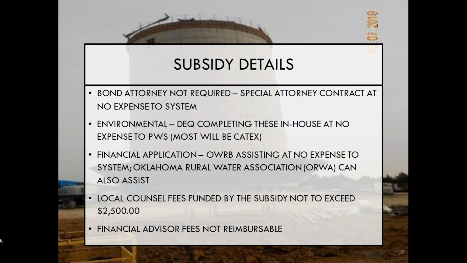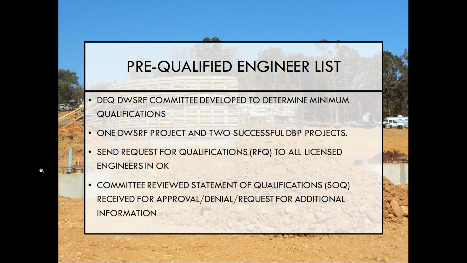The financial application is streamlined through the Water Board, and our Oklahoma Rural Water Association is also offering assistance for that. And we cap the local counsel fees at $2,500 and do not allow financial advisor fees to be reimbursed through the subsidy. Next slide, please.